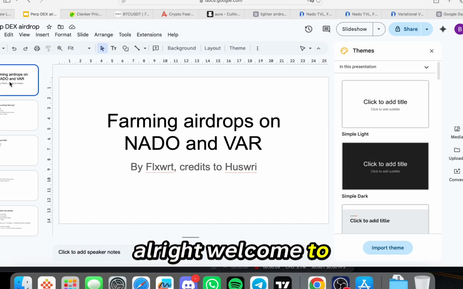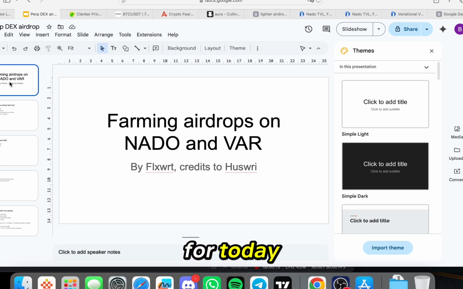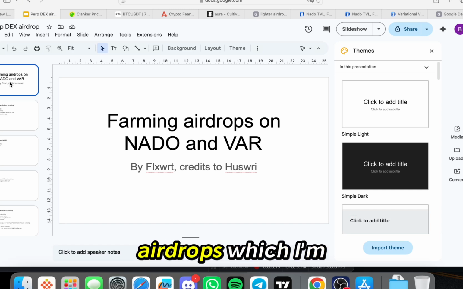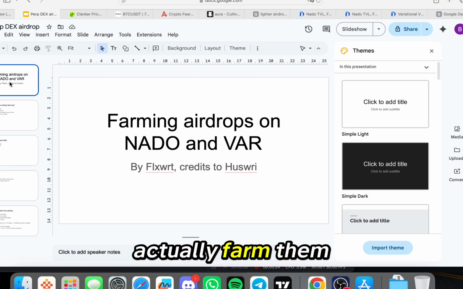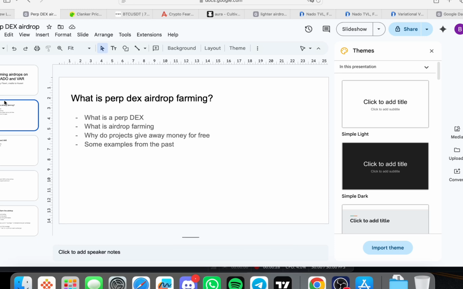Alright, welcome to the airdrop guide for today. I'll be covering airdrops, which I'm currently running, what they are, how they work, why they work, what to expect, and how to actually farm them. So let's get right into it.